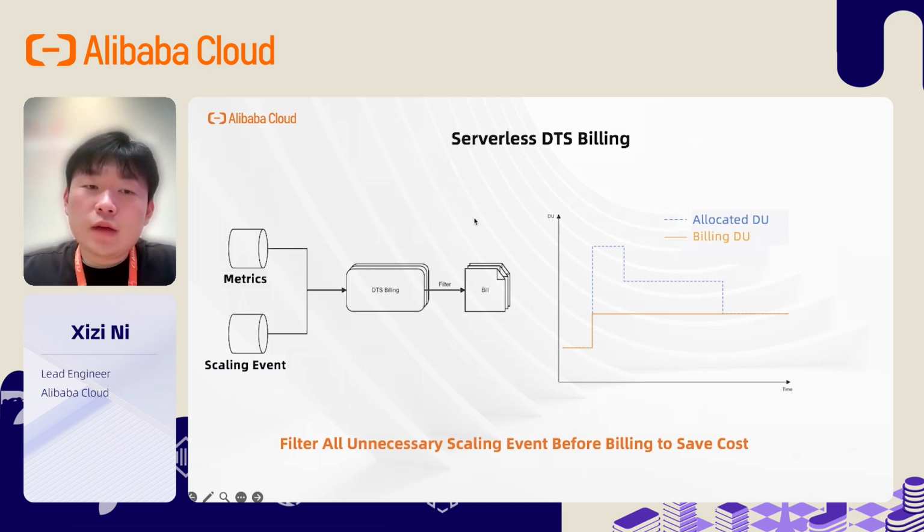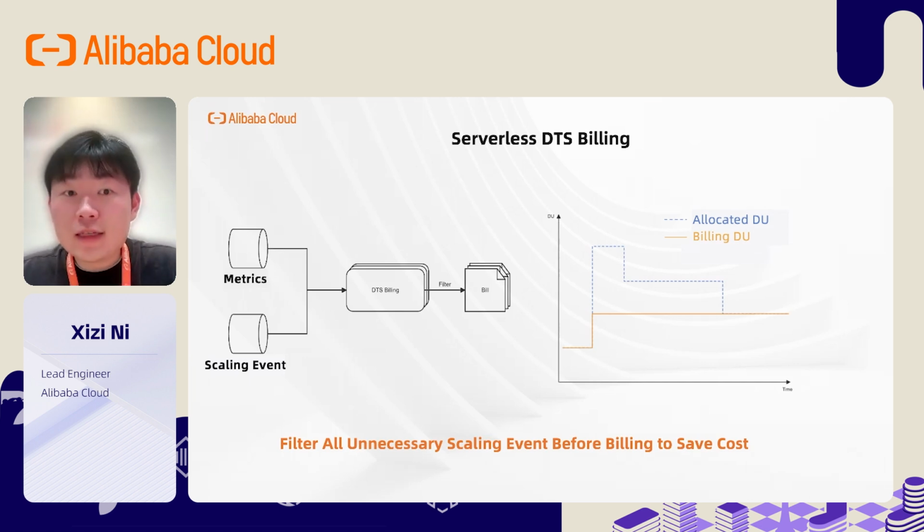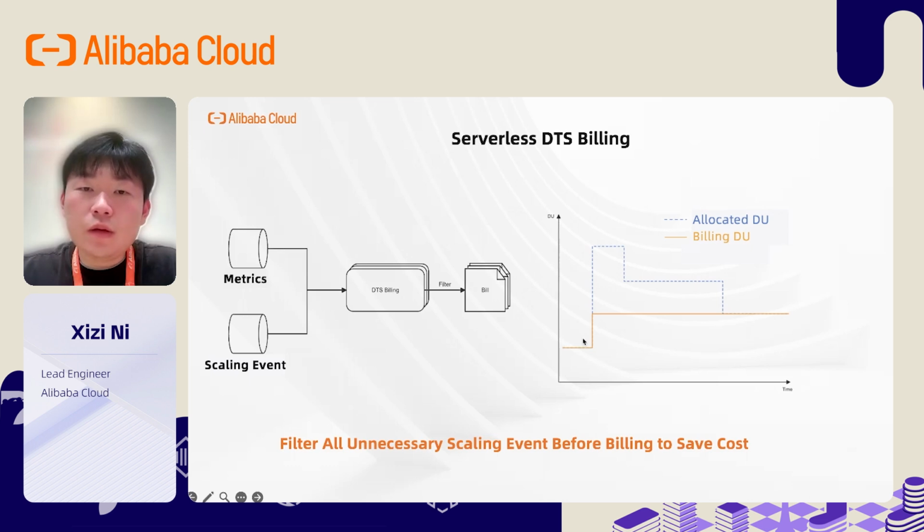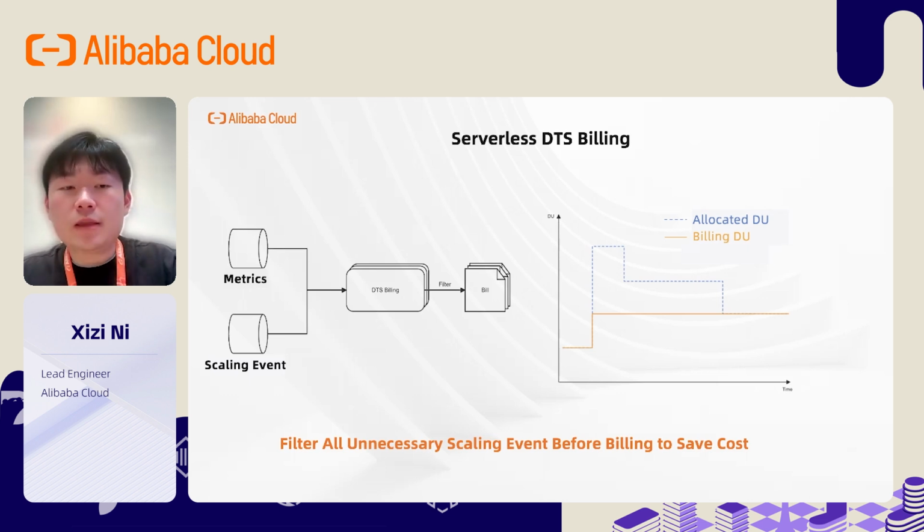The billing service will filter all unnecessary scaling events before billing to save costs, which means if the scaling doesn't improve performance as expected, DTS will mark this scale-up as a failure and ignore the scaling event for billing. Therefore, the billing DU, the orange line shown on the figure, will be lower than the allocated DU, the blue line, if the scale-up is marked as a failure. This ensures our customers will not be charged more if the scale-up fails and doesn't improve any performance.